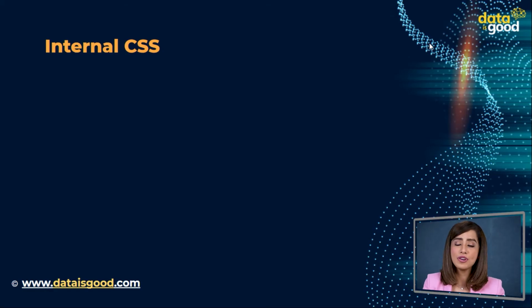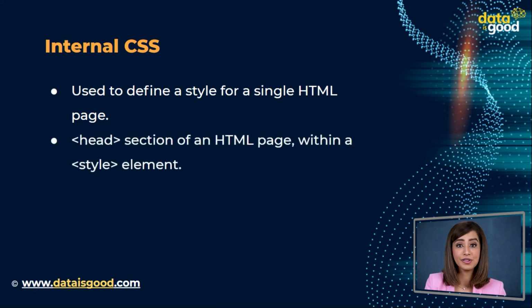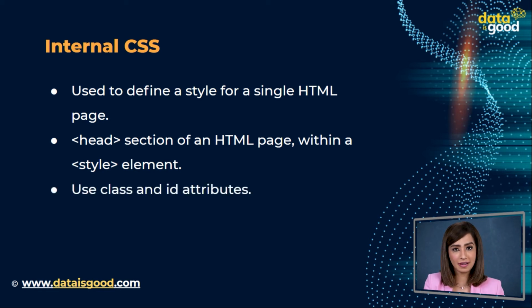Now let's move on to internal CSS. An internal CSS is used to define a style for a single HTML page. An internal CSS is defined in the head section of an HTML page within a style element. To use internal CSS, we can use class and ID attributes.